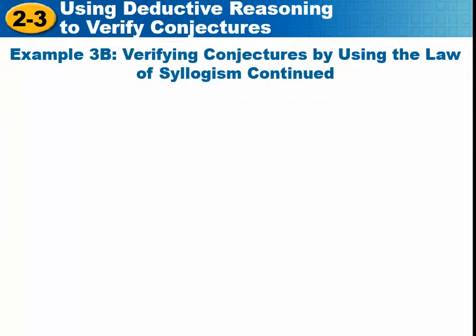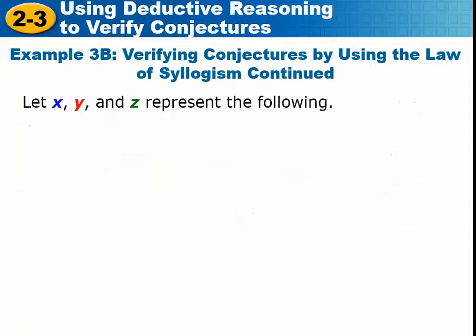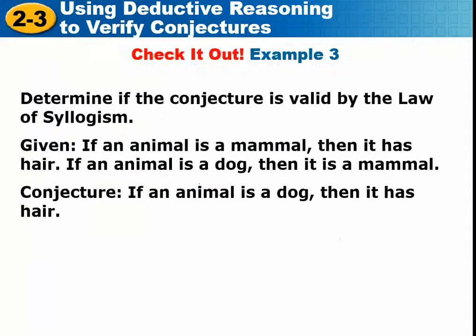An integer like 7 is not divisible by 2. It's not true. And it doesn't matter. You don't have to find a counterexample or anything. You just have to say they didn't follow the rules. It's not valid by the law of syllogism. Oh, here they broke it all up again. So it's not valid.